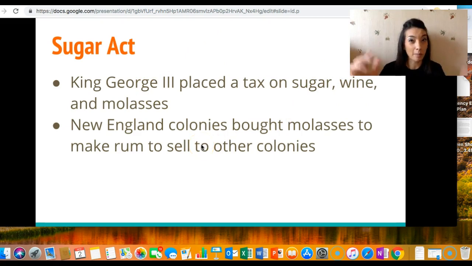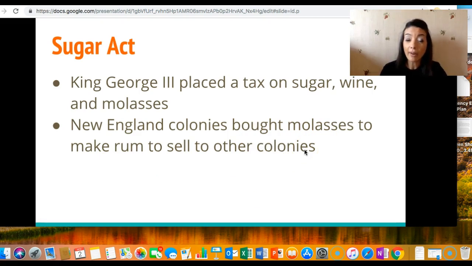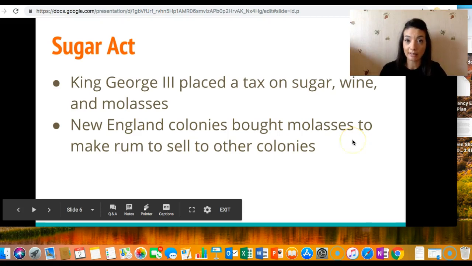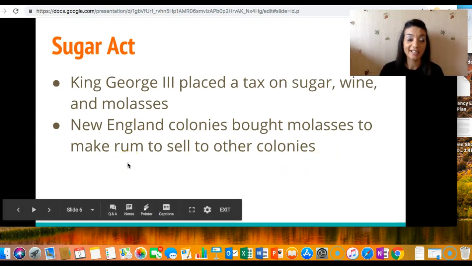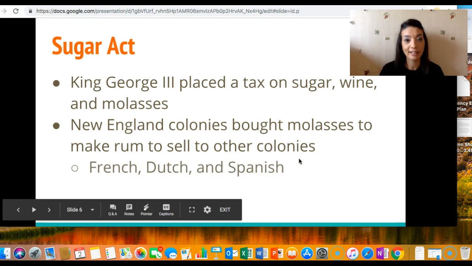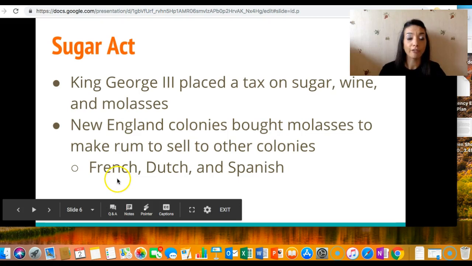So New England, remember the top portion of the 13 colonies, the New England colonies bought molasses to make rum, and they sold those to other colonies. So they're going to be upset because there's a tax on molasses, which makes molasses more expensive, okay? Which means that it's going to cost them more to make rum, and it's going to hurt their profits when they sell it to other colonies. So for example, the other colonies that they're selling the rum to are French colonies, Dutch colonies, and Spanish colonies.